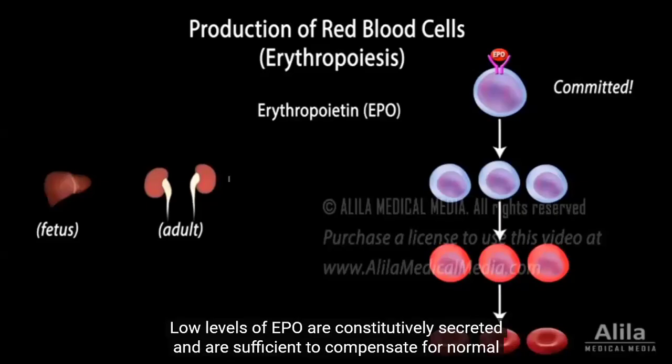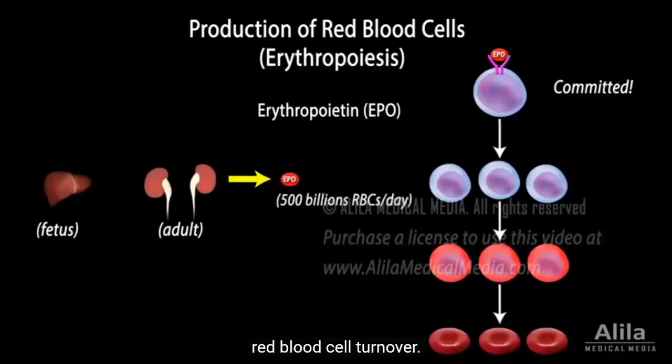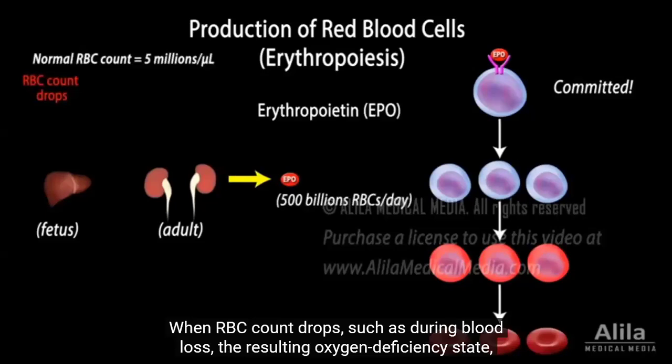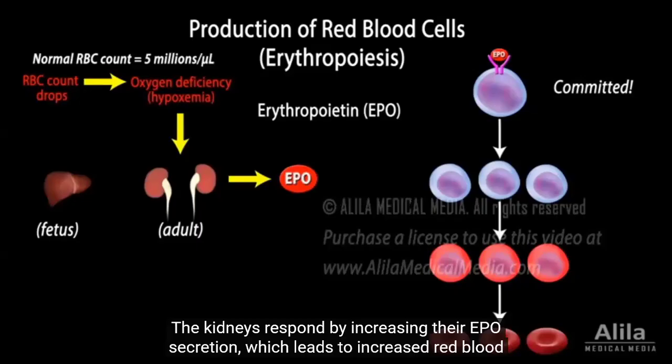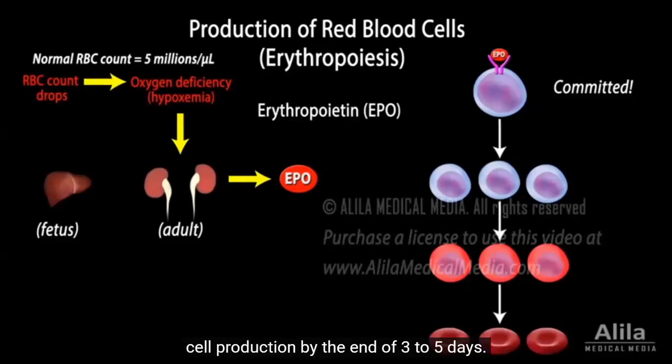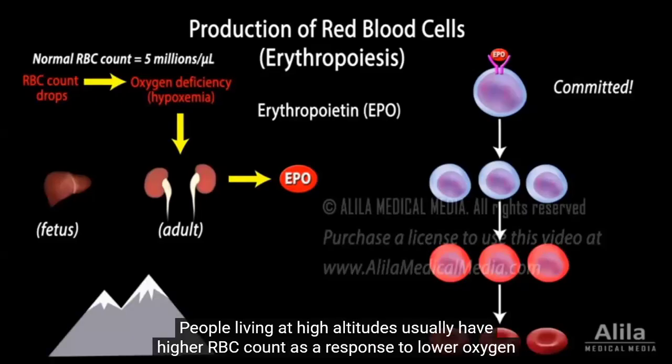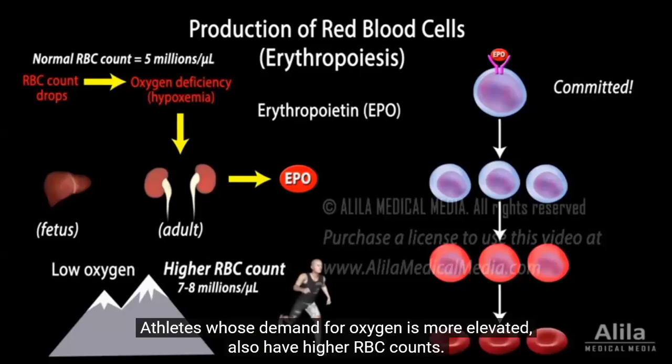Low levels of EPO are constantly secreted and are sufficient to compensate for normal red blood cell turnover. When RBC count drops, such as during blood loss, the resulting oxygen deficiency state, hypoxemia, is detected by the kidneys. The kidneys respond by increasing their EPO secretion, which leads to increased red blood cell production by the end of 3 to 5 days. People living at high altitudes usually have higher RBC count as a response to lower oxygen levels. Athletes whose demand for oxygen is more elevated also have higher RBC counts.